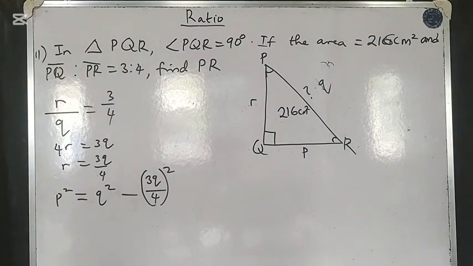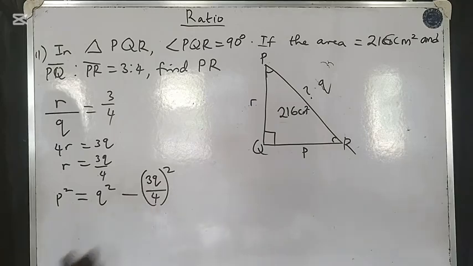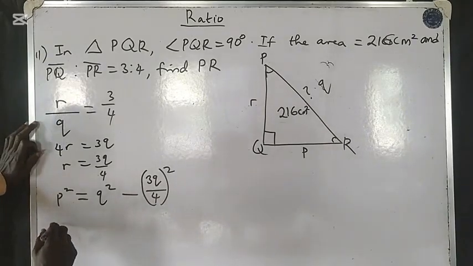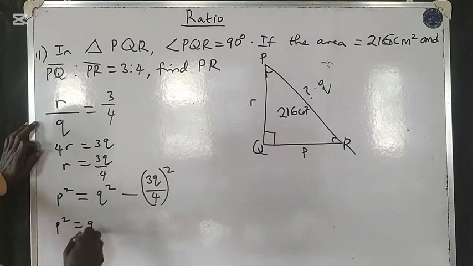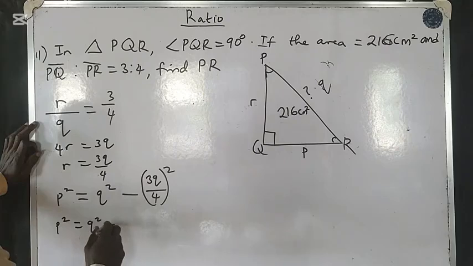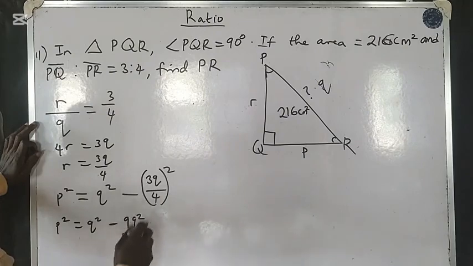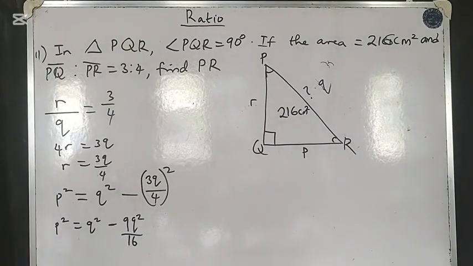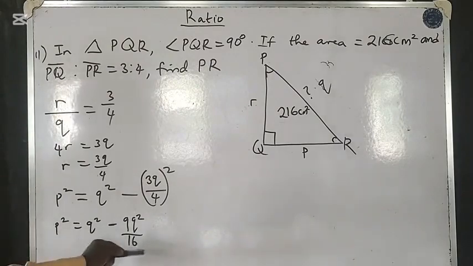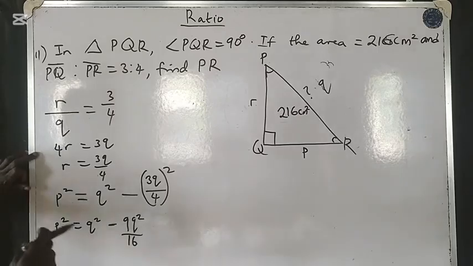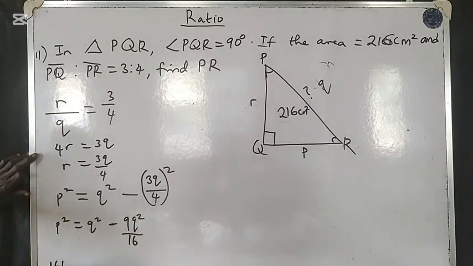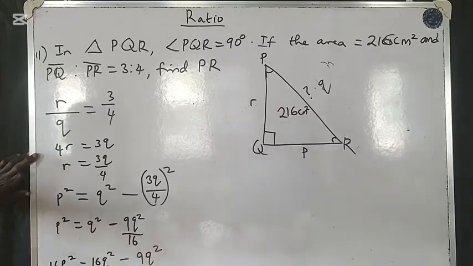So what do we do at this point? We find the value of this, to give us P squared equals Q squared minus 9q squared over 16. 3 squared will be 9, then Q squared will remain Q squared, and 4 squared will be 16. The next thing is to clear the denominator by multiplying everything by the LCM, which is 16. When we do that, we have 16p squared equals 16q squared minus 9q squared.